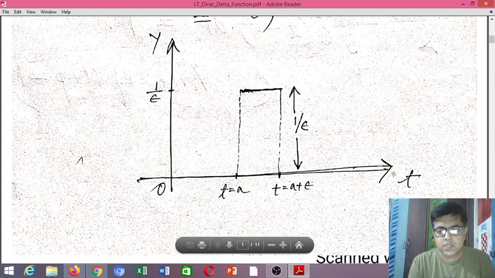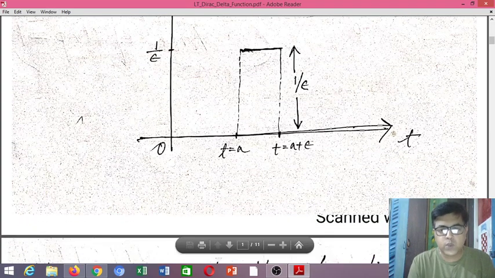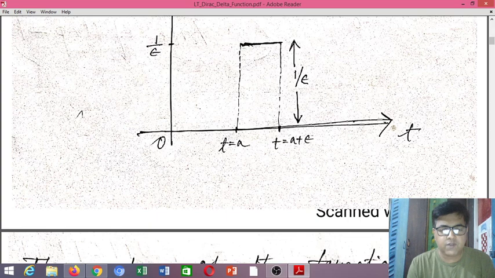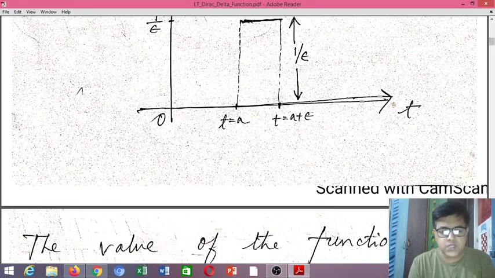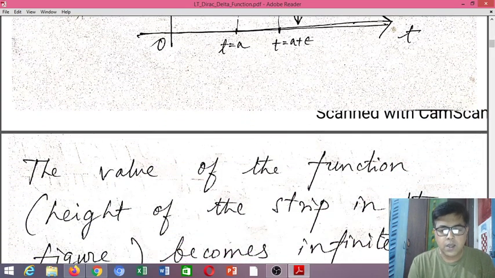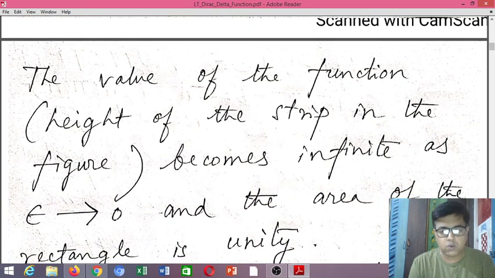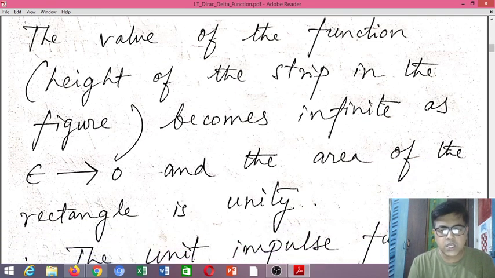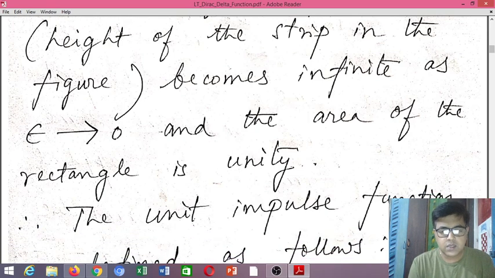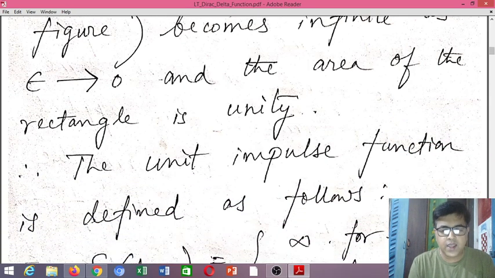Now it is very easy to see that when epsilon becomes 0, because epsilon is a very small quantity, however small you can think, if epsilon tends to 0 in the limiting sense, then 1 by epsilon tends to infinity, which means that the value of the function becomes infinite as epsilon tends to 0, and in that process the area of the rectangle becomes unity. So in that case, the unit impulse function is defined as follows.